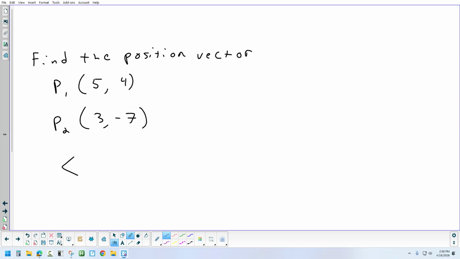Savannah, do you remember what we have to do? Find the position vector. Is it multiply 3 and 5 and then -7 and 4? Is that a different thing? I think it's a different thing. Isn't that the dot product? Yeah. Okay, that's the one I remember.